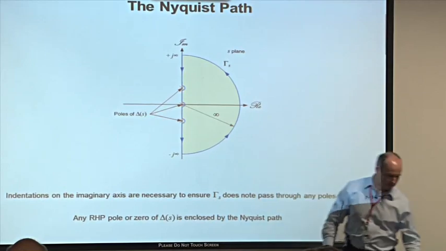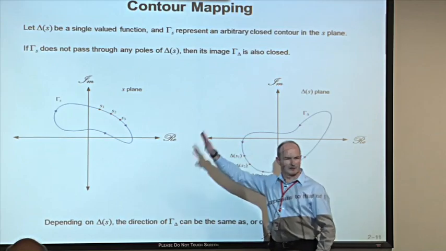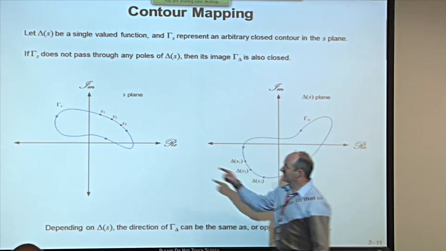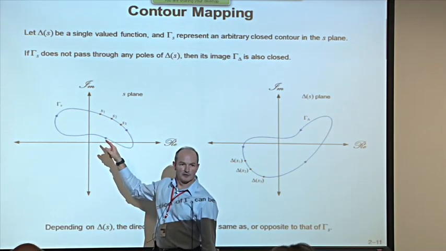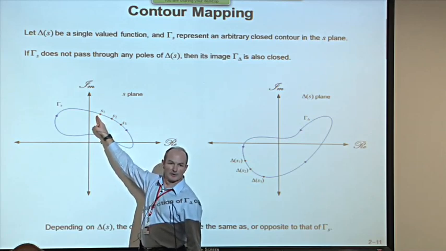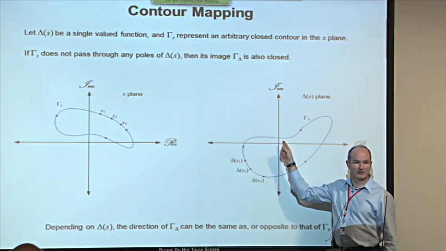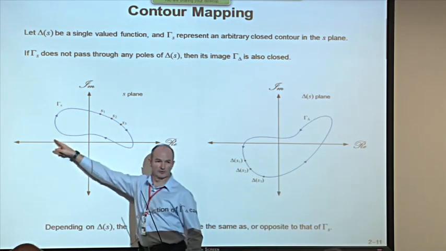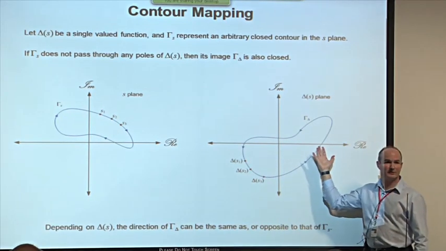Now, there's something I forgot to tell you, and it's this. All this stuff about the principle of the argument holds perfectly well, providing that none of the points on here happens to be a pole. Because if one of these points was a pole, what's this going to look like over here once you map it? The pole of a transfer function is infinite, right? So if you've got a pole lying on this contour, you can't apply it because it doesn't turn out to be a closed contour over here.